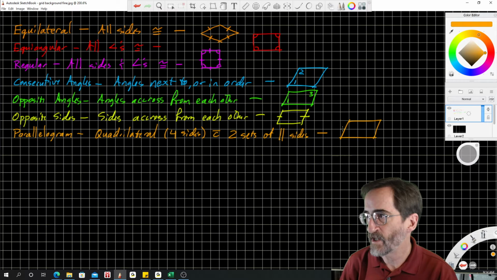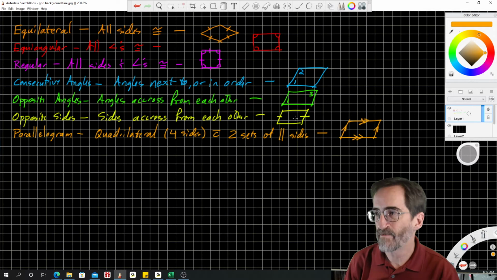The root of the word is parallel. So these parallel arrows indicate the opposite sides are parallel. The other properties are true. Opposite angles are congruent and opposite sides are congruent. And adjacent angles or consecutive angles are supplementary, but those are properties, not part of the definition. Definition is two sets of parallels. Okay, let's go on to Lesson 3.